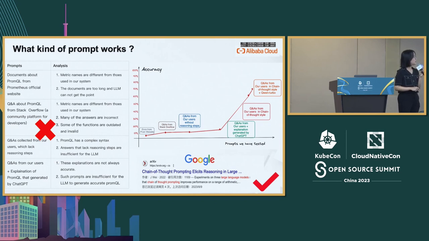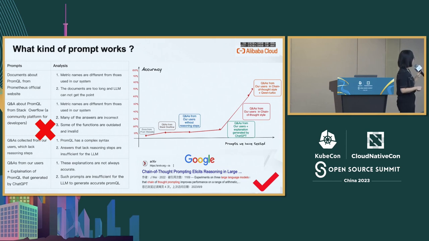Secondly, many of the answers are incorrect. And thirdly, some of the functions they mentioned are outdated and have become invalid now. So after these experiments, we see that we need to provide some information about our metrics.